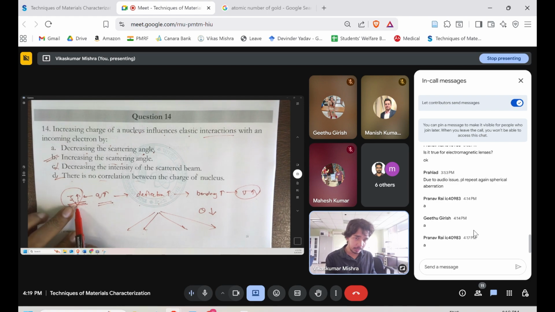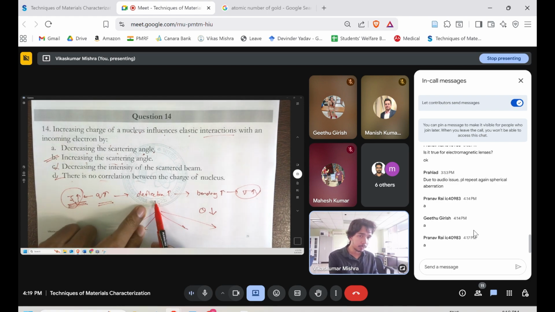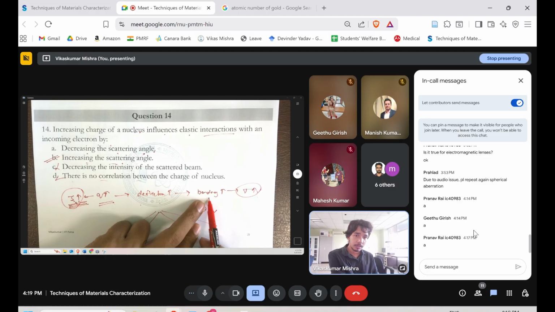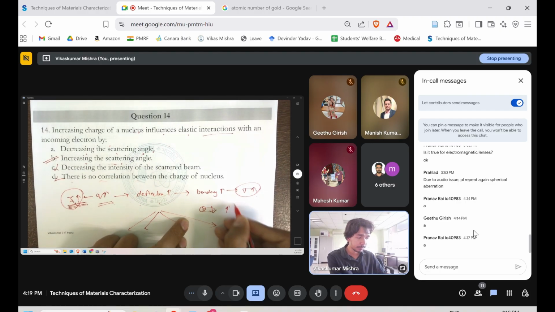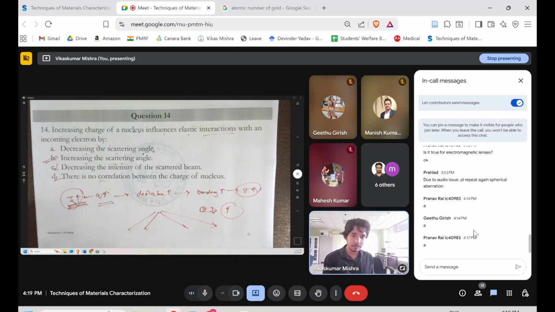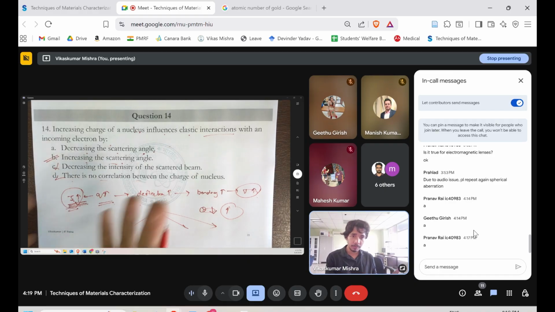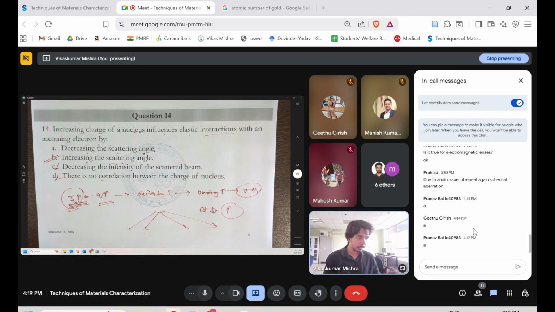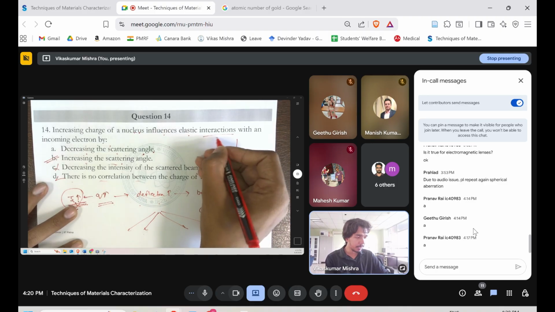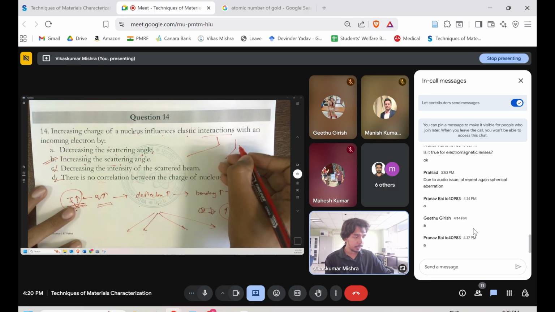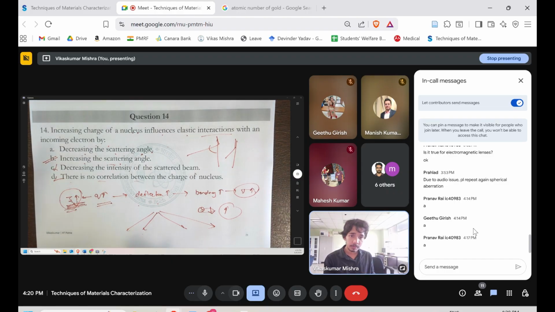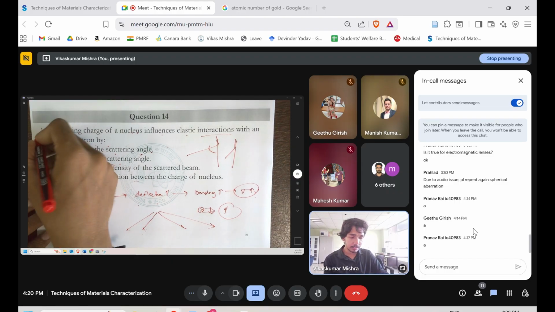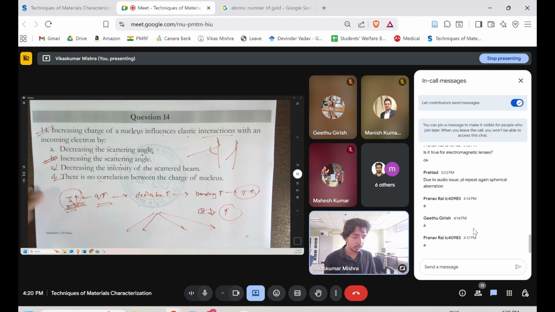See, we know Z is increasing, the charge is increasing, deflection will be more, bending will be more. Bending will be more means that theta will be more. Theta will not decrease, theta will increase. This is what we have been doing till now. The charge is more, it will deflect more, theta will be more. Instead of deflecting by this much amount, it will deflect by a larger amount. The scattering angle will increase. So the right answer is option B, not option A.